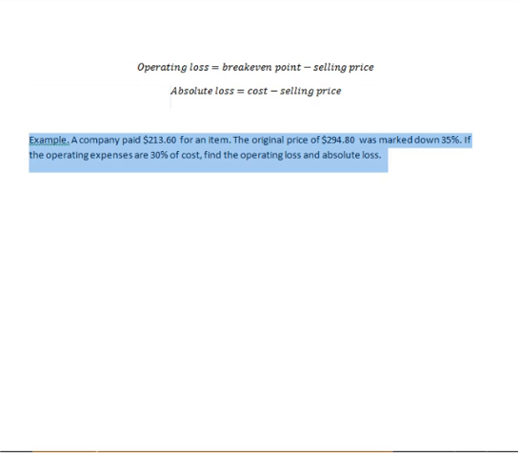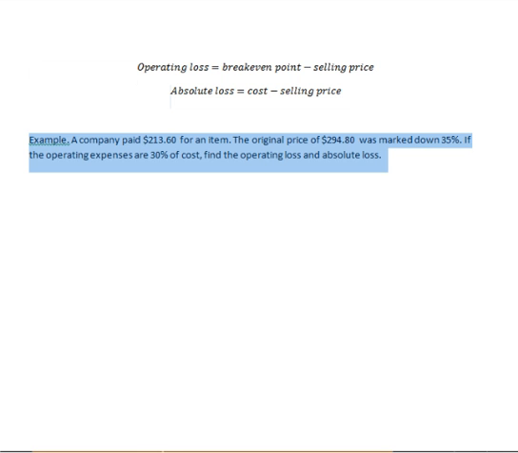All right, so if we look at an example, the company paid $213.60 for an item. The original price of $294.80 was marked down 35%. If the operating expenses are 30% of cost, find the operating loss and absolute loss. Alright, so first we need to figure out what the selling price is and what the break-even point are. Alright, so let's start with the selling price.